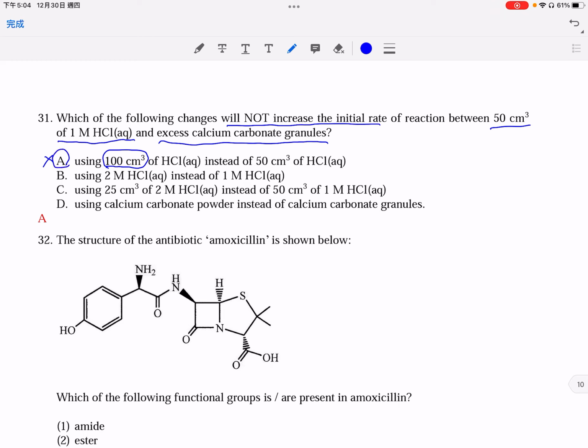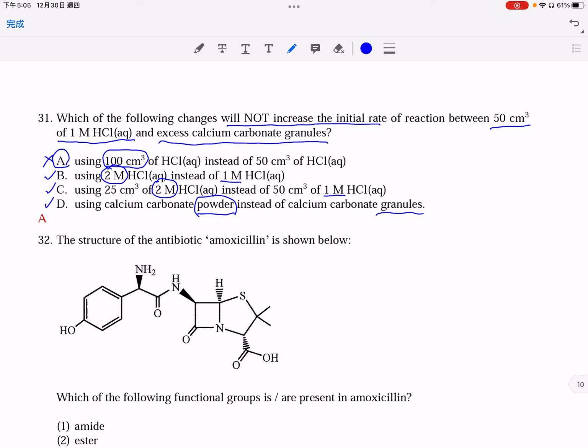For the other options, you notice that 2 M acid instead of 1 M. So you increased the concentration of the acid, therefore you can increase the rate of reaction. Similarly, in option C, 2 M replacing 1 M, increasing concentration, therefore increasing the rate of reaction. Finally, using powder instead of granules, increasing the surface area of the solid reactant. So this also increases the rate of reaction. So the answer is A.